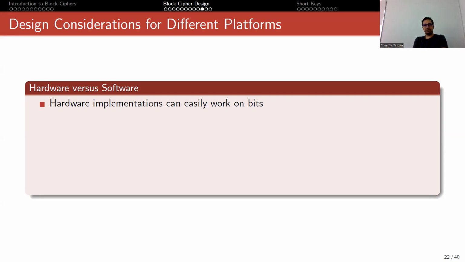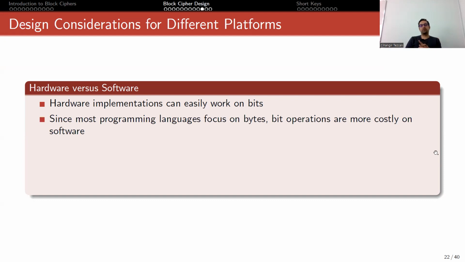Yes, some design considerations for different platforms. We are using encryption almost everywhere, especially with the IoT. We are using it in very, very small devices like 4-bit microcontrollers, devices with just a few bytes of memory and so on. So you have to keep in mind this kind of platform to design your algorithm. But a basic comparison can be done with hardware versus software. Here, I'm actually talking about hardware in general, like FPGAs versus CPUs, okay? So hardware implementations can easily work on bits. Since most programming languages focus on bytes, bit operations are more costly in software.